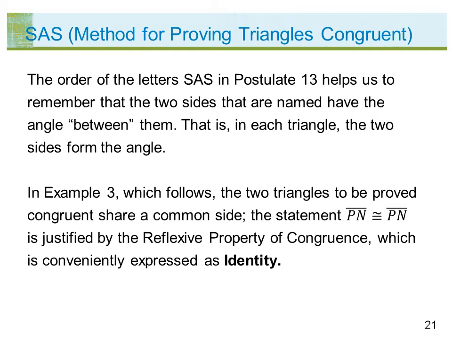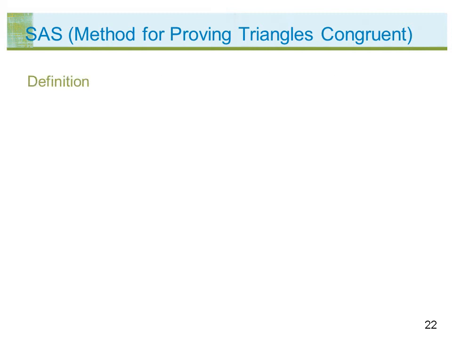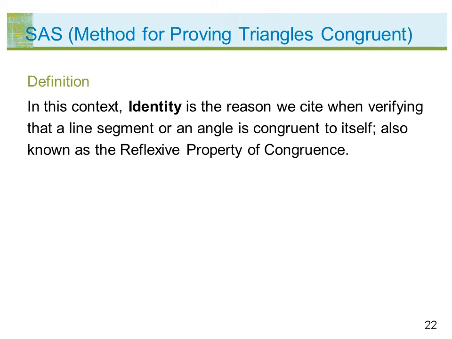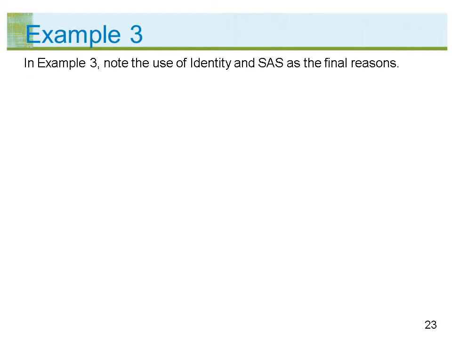The statement line segment PN congruent to line segment PN is justified by the reflexive property of congruence, which is conveniently expressed as identity. Definition. In this context, identity is the reason we cite when verifying that a line segment or an angle is congruent to itself, also known as the reflexive property of congruence. In example 3, note the use of identity and side angle side as the final reasons.